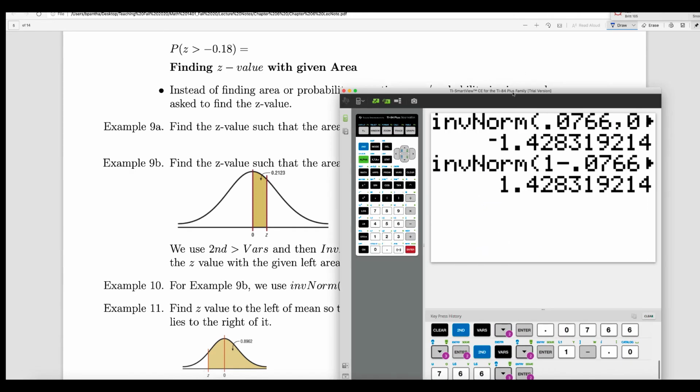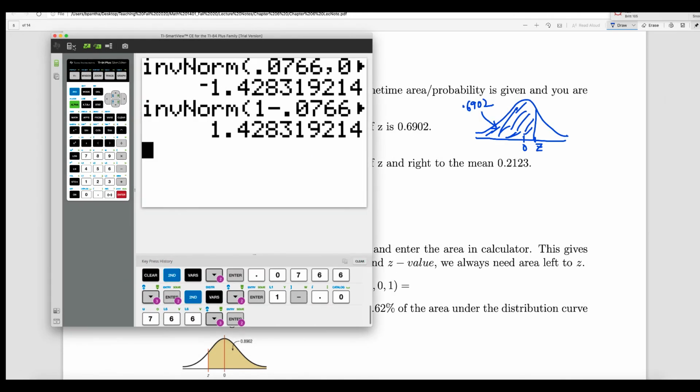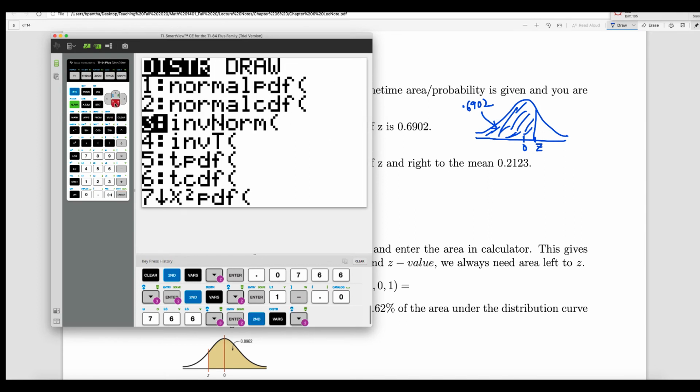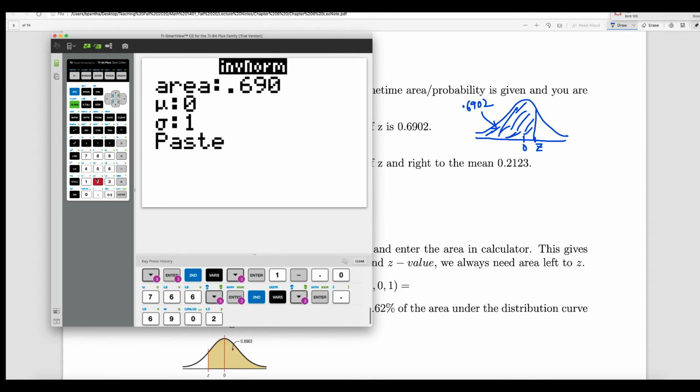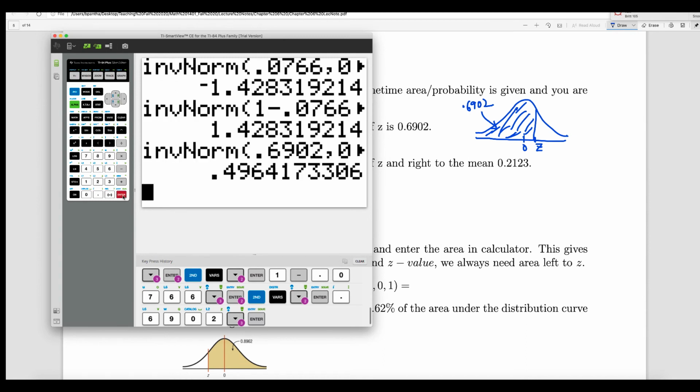Okay, for the TI-84 Plus CE, let me do it first for the TI-83 calculator, just the older version. So what you do is press second, vars, and go to inverse norm. Hit enter, and then what is the left area? Left of G is 0.6902. So that will be 0.6902, and go down, down, and hit enter for the result. 0.4964. That's what you will get.